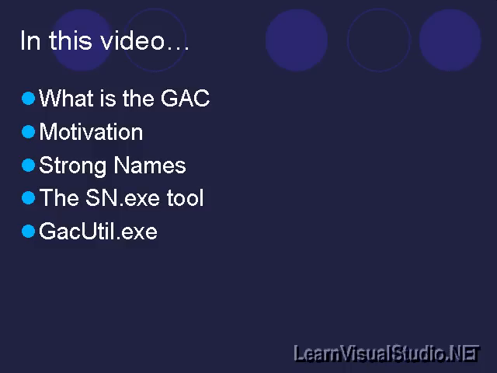In order to do that, I'm going to need to talk about a couple of utilities that ship with the Framework SDK. One of them is the strong name tool, or the sn.exe. And then, of course, there's the installation utility for the actual GAC itself, GACutil.